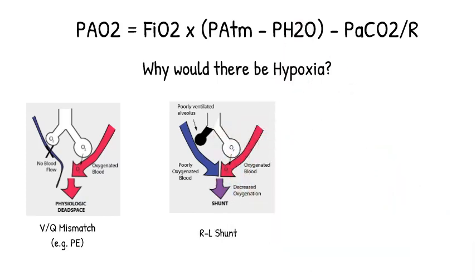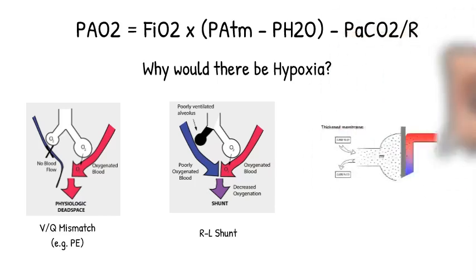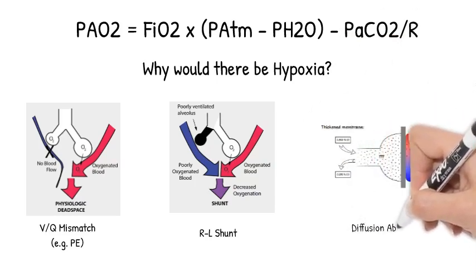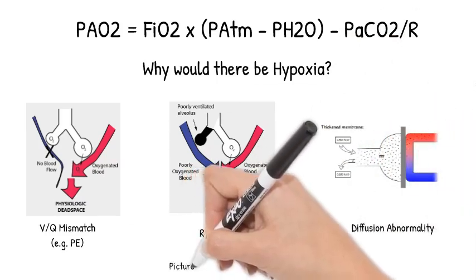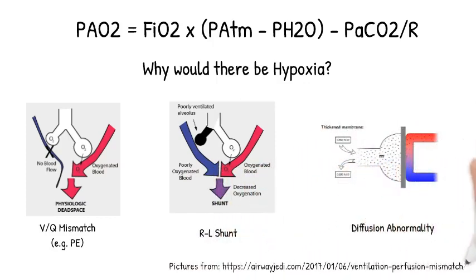And then lastly, the other thing that you can have is a diffusion abnormality, where you are ventilating fine, you're perfusing fine, but there's something preventing the oxygen from getting into the blood. And these are basically the three reasons why there would be a hypoxia, why there would be an increased AA gradient. And that concludes the section on evaluating the PaO2.